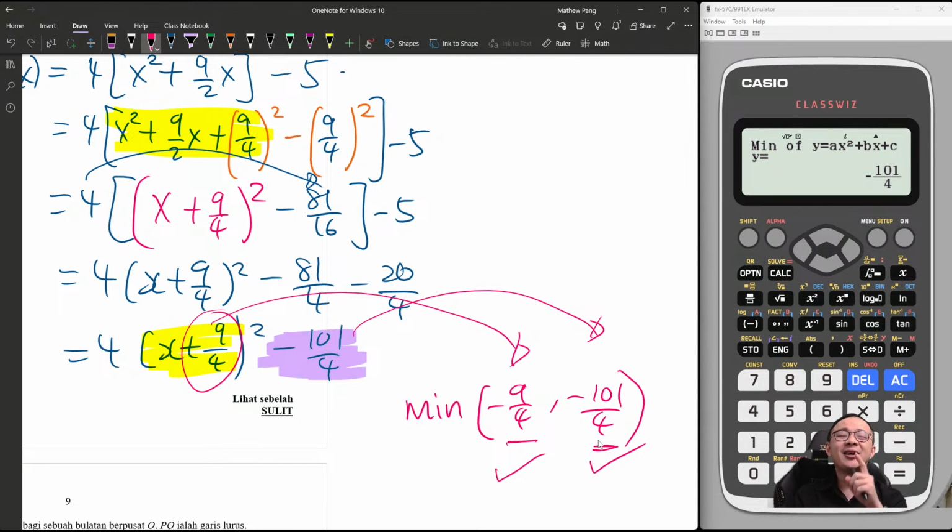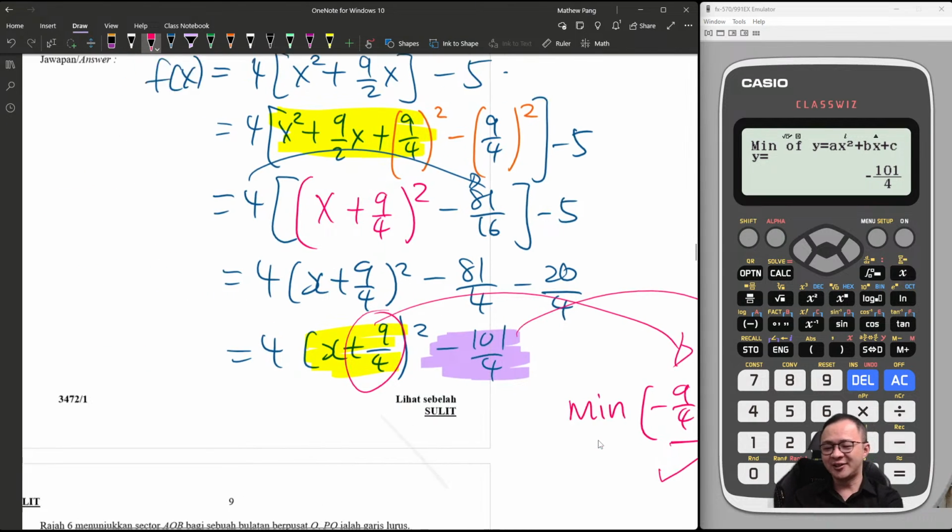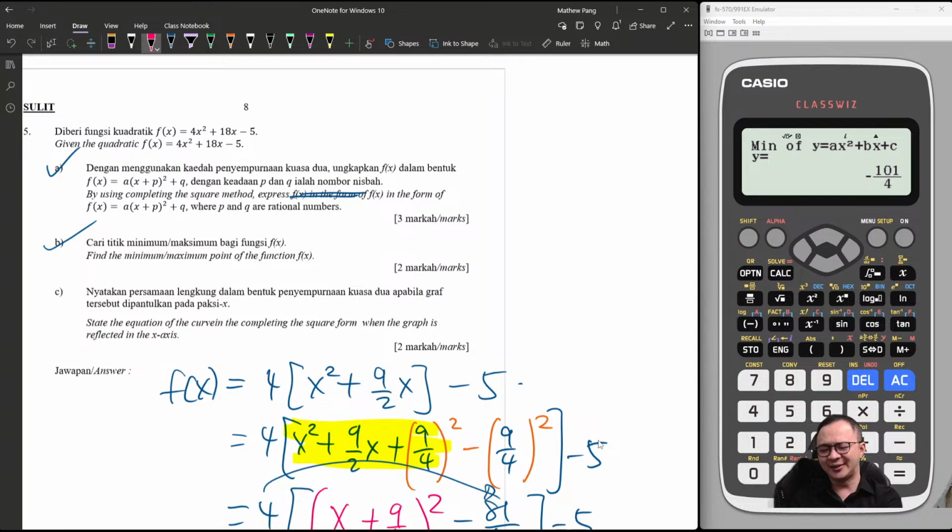So therefore, in the exam, especially for students who are so weak in complete the square, always use your calculator to check your final answer. Because you can see, if it's split into 2 parts, it's like 5 marks. It's a lot, a lot, man, for 5 marks. So make sure you always check.